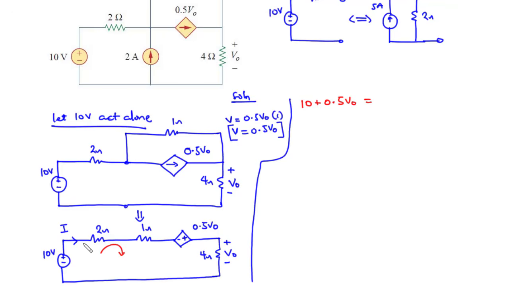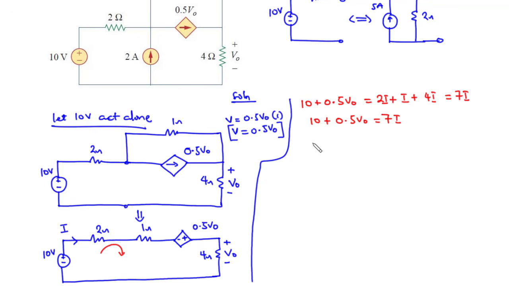That is equal to 2I plus I plus 4I. Now this combines to 7I. So we have 10 plus 0.5 V naught equals 7I.